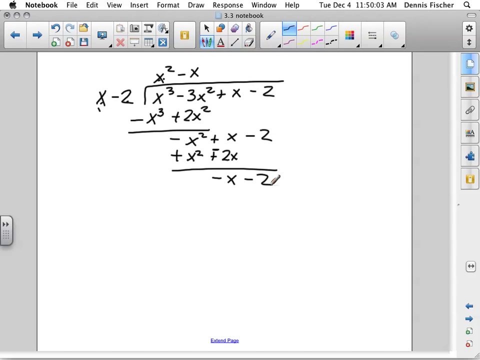What times x will give me a negative x? Negative 1. So we got negative x plus 2, right? Change the signs. Negative 4. So we got a remainder of negative 4 over x minus 2, right? So if I plug in, what makes it 0? 2. If I plug in 2 for all my x's, I'm going to get an answer of negative 4.